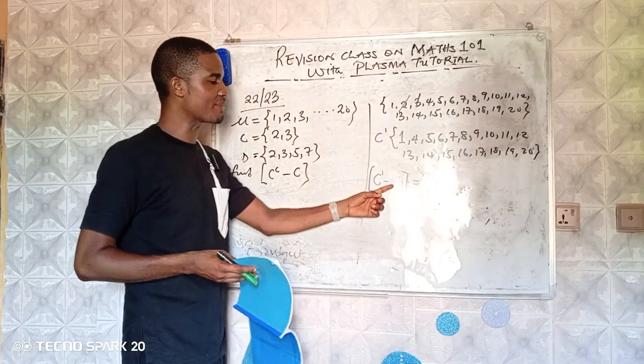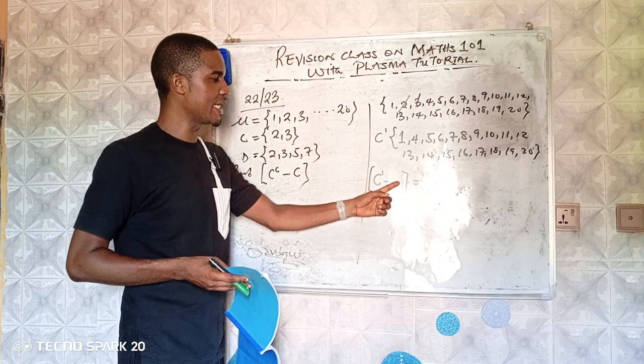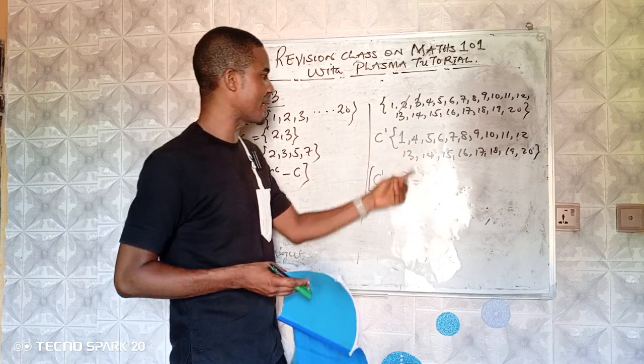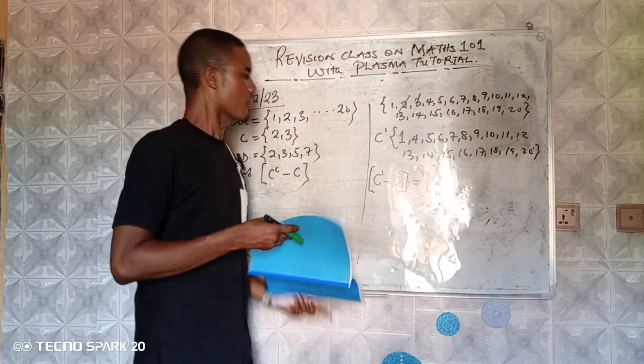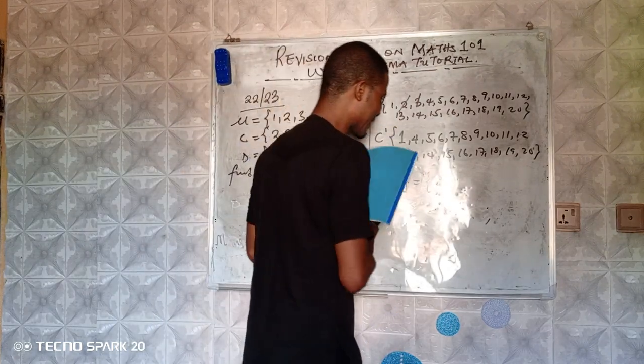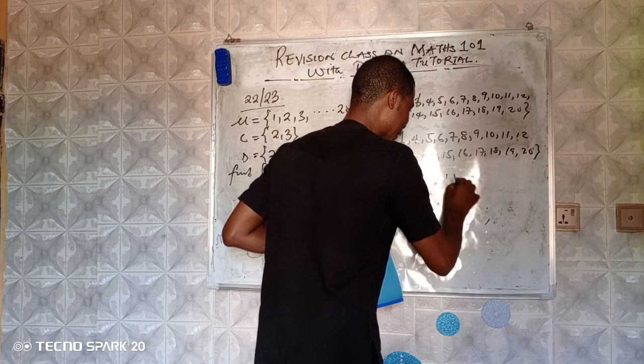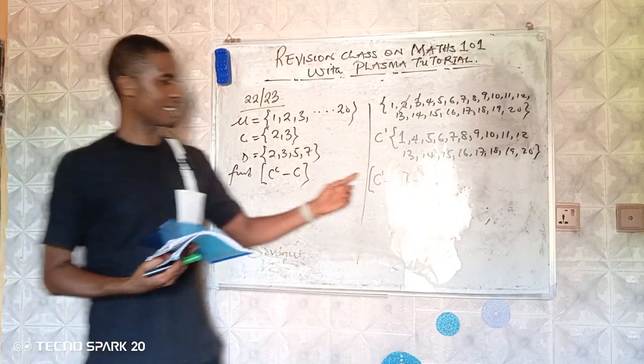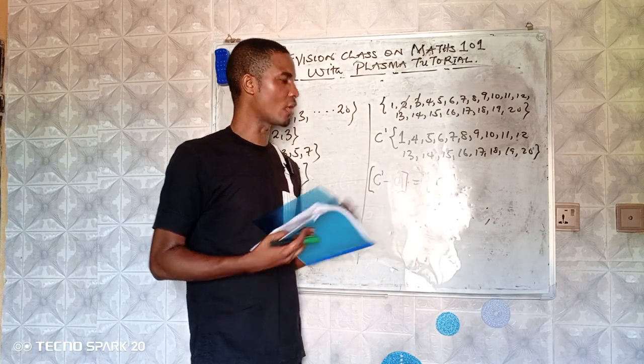So C complement minus C. You're just going into C complement and removing all the C. But when you come to C complement, you will not see any of the C. So that means C complement minus C is C complement itself. Do you observe that? C complement minus C is C complement.